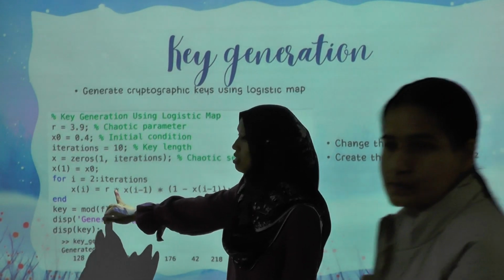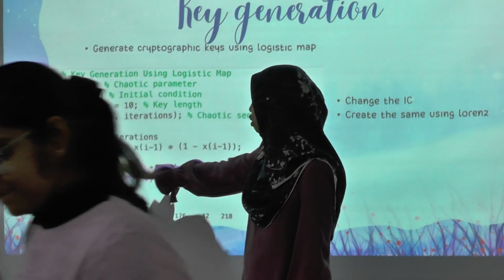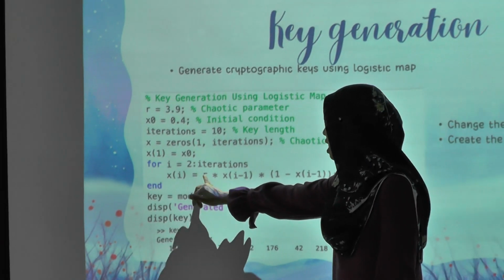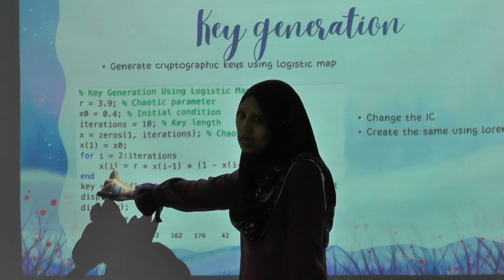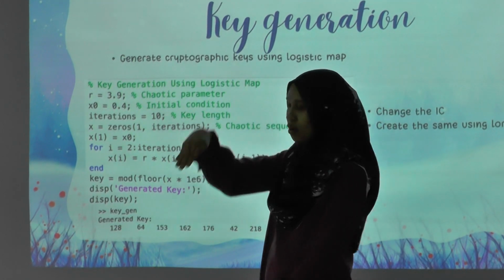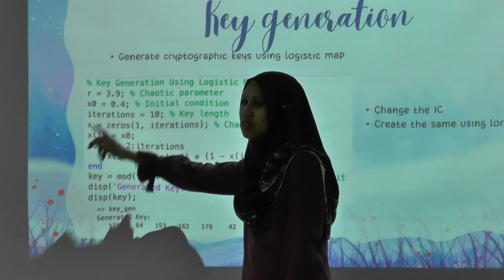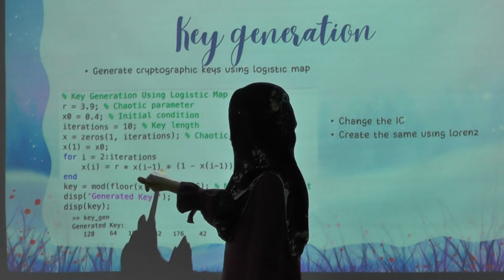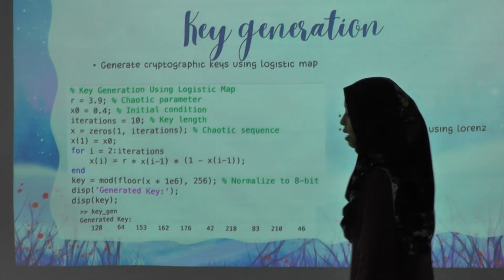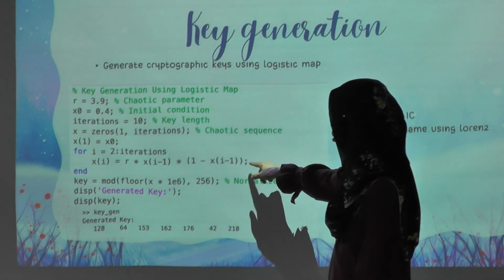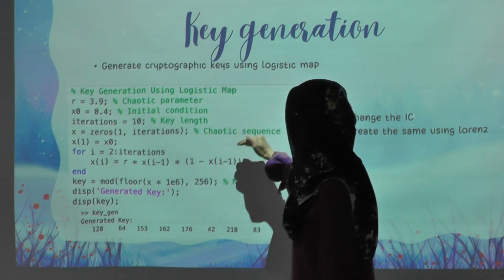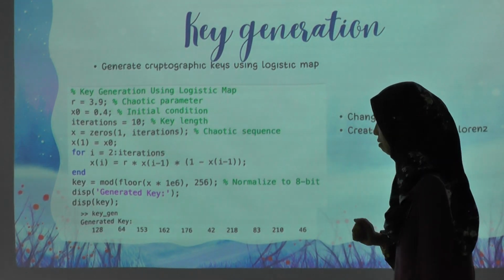The logistic map is actually R times x times 1 minus x. Here we are using a different notation, so it will be x minus before it. Previously in my lecture, x(n+1) equals R x(n) times (1 minus x(n)). You use this sequence to generate your key.